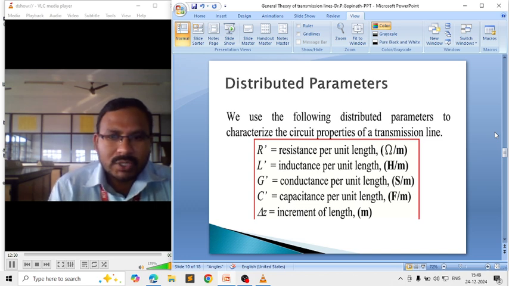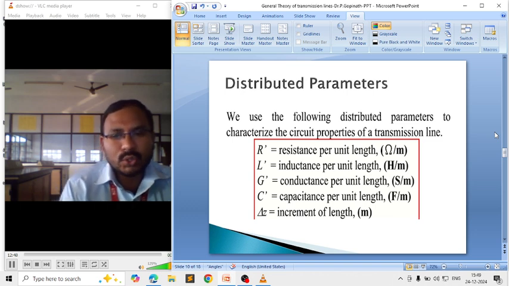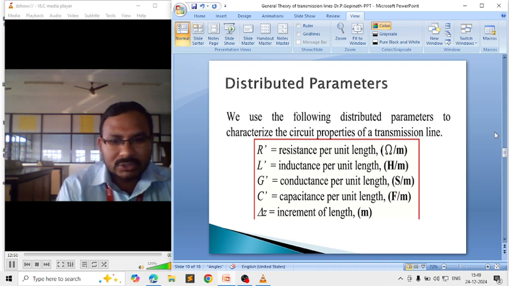We are using two types of parameters. The first one is the distributed parameters. What are the distributed parameters? R is the resistance per unit length, L is the inductance per unit length, G is the conductance per unit length, and C dash is the capacitance per unit length. Then delta Z is the increment of length. These are the distributed parameters we use in our transmission lines.